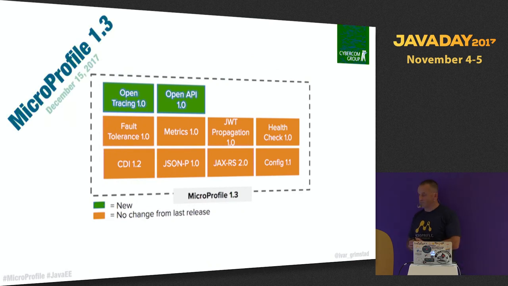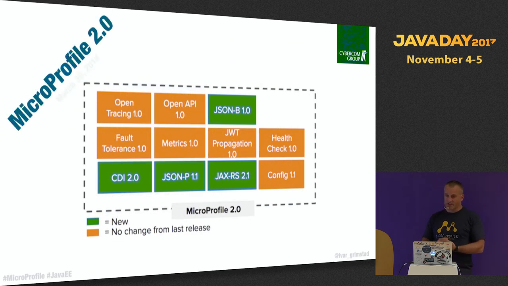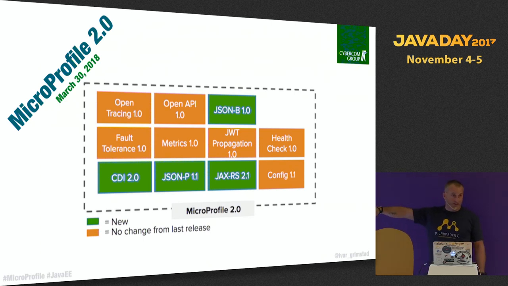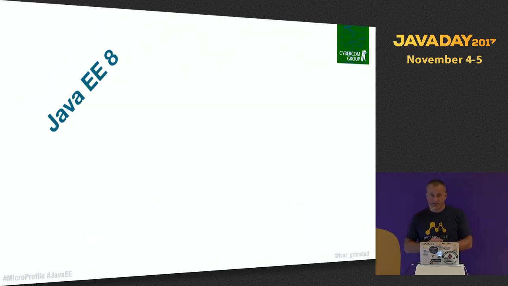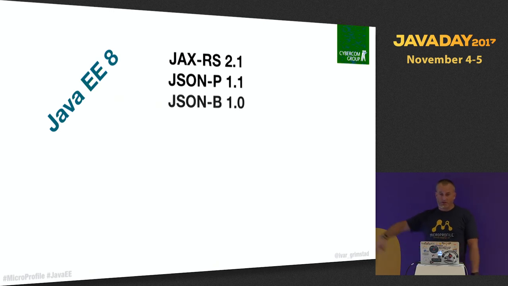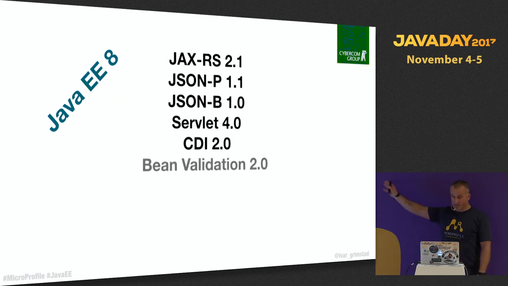There is another release planned for this year in December. It's 1.3. It's gonna support OpenTracing and OpenAPI on top of the existing ones. There will be a version 2 next year. It's probably gonna support the Java EE 8 versions of the original specifications, like CDI, JSON-P, and JAX-RS. And also probably add JSON-B. But that's not decided yet. Java EE 8 was launched in September this year. It has all of these goodies. So if you want to go Java EE, this is what you get there.